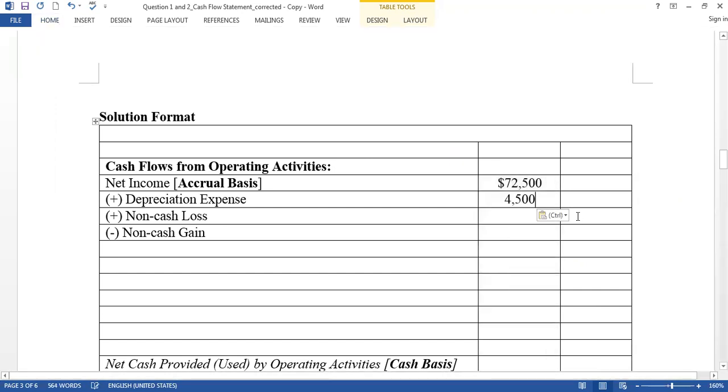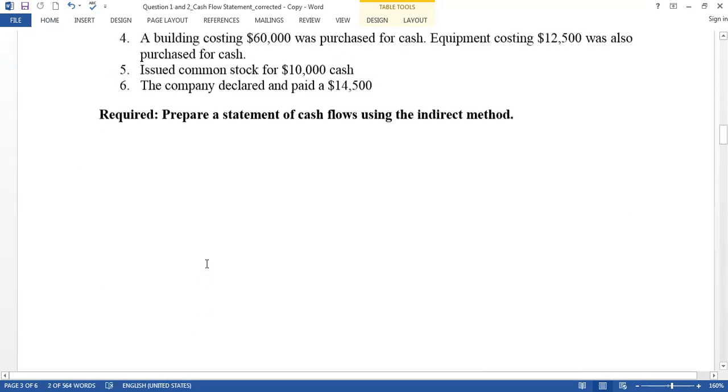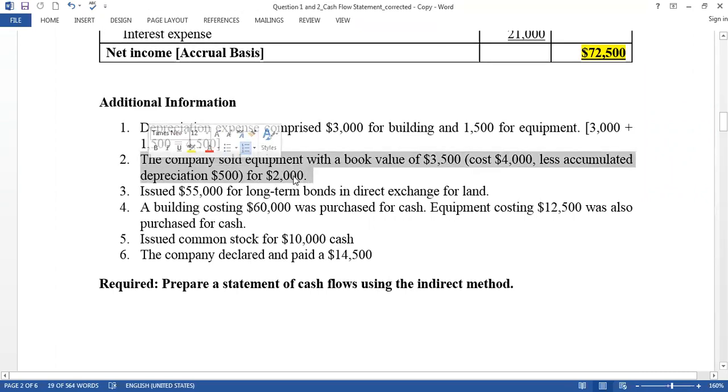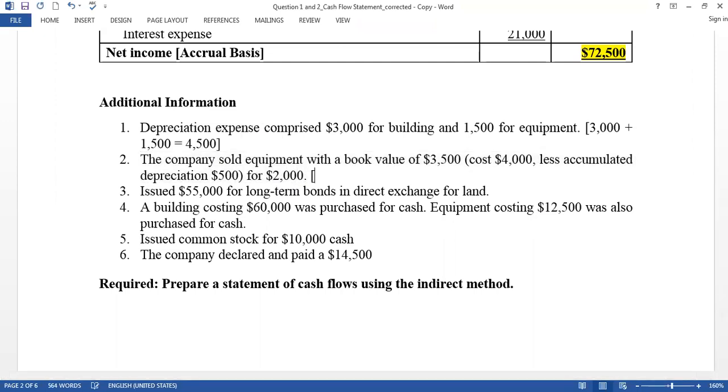So we added back 4,500. So this part is done. This part is done. Now we have to see whether we have any non-cash loss or whether we have any non-cash gain. So now read the question again. It is mentioned here, in the second part of this question, the additional information.